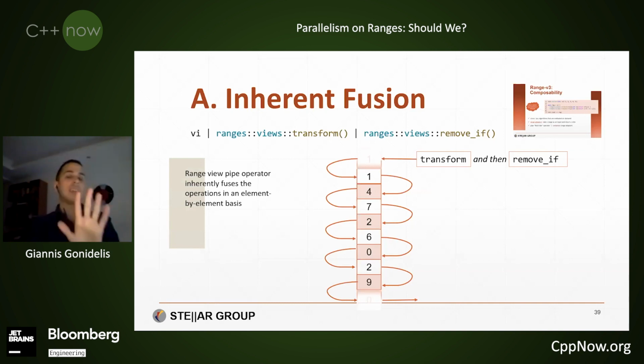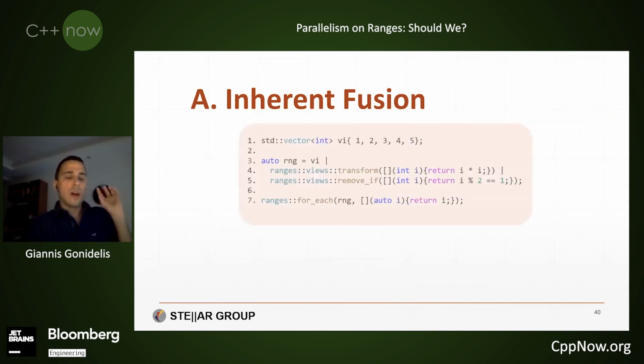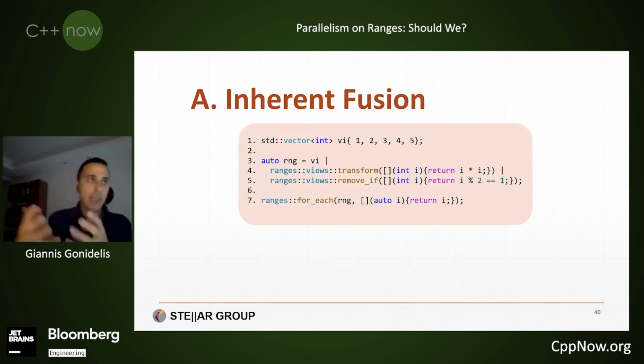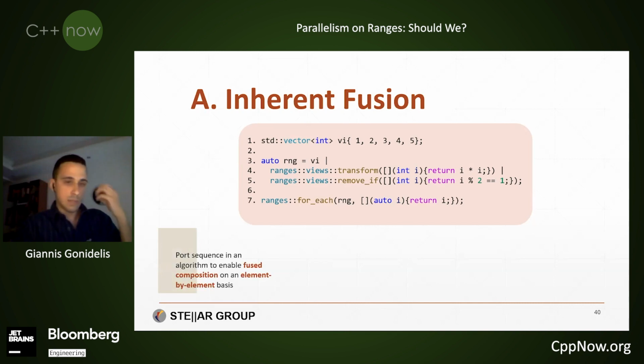Now, all I'm seeing here is a single operation. I'm seeing a transform underscore remove underscore if operation. And that sounds parallelizable to me. And I tried it actually. So the way to enable this fusion is to actually call the range within the context of a parallel algorithm. This is simple. This sounds parallelizable. Could it be parallelized though?